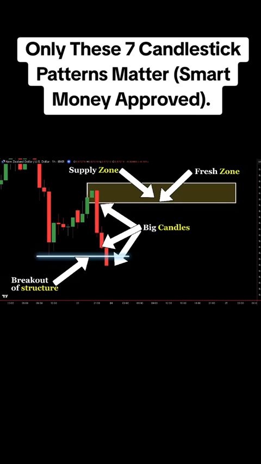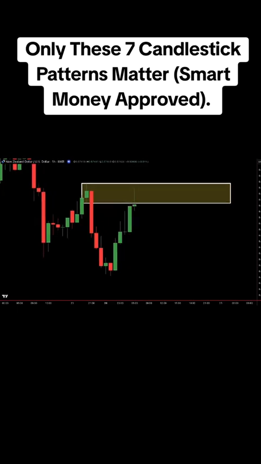Watch what happens. Price pulls back, taps the zone, and forms a clean pin bar. That's not coincidence, it's confirmation. The wick shows limit orders were triggered. Other large players jump in, and price drops aggressively.